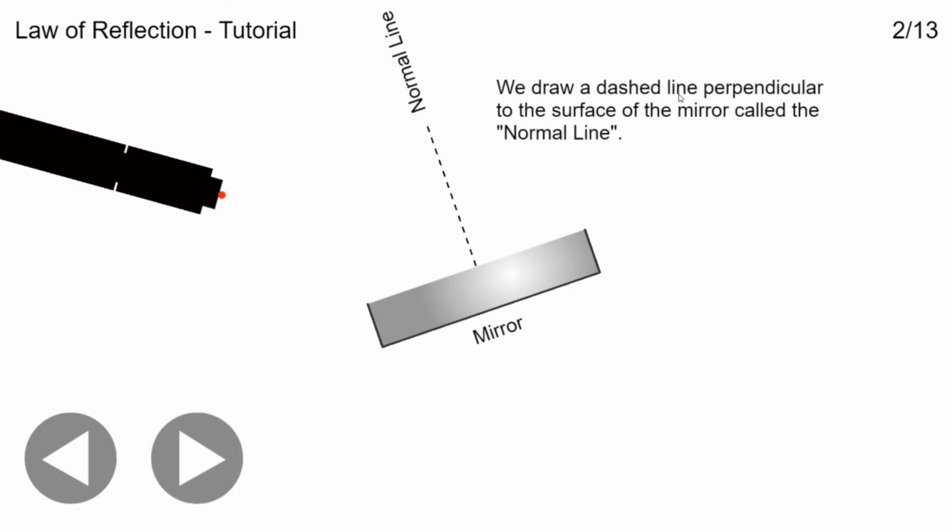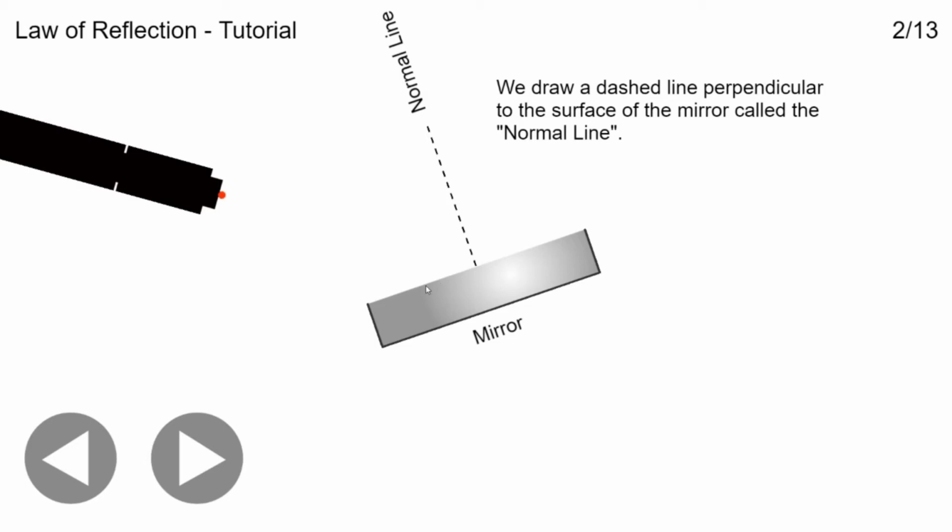So we draw a dashed line perpendicular. You might not have seen this word before. Perpendicular means at right angles to. So you'll have done angles in maths. A right angle is an angle like this. So it looks like the corner of a square or a rectangle. That's a right angle. It is 90 degrees.